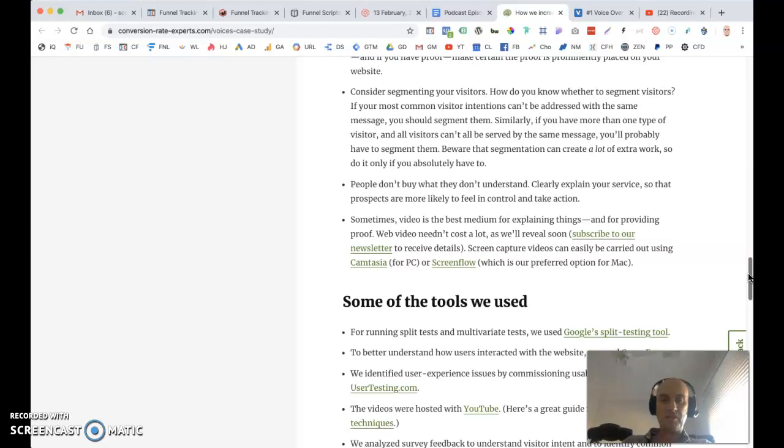Web video doesn't need to cost a lot. Screen capture videos can easily be carried out using Camtasia or ScreenFlow, or what I actually use is Screencast-O-Matic. The only problem with that though is that it runs out after 15 minutes, so I have to finish up quickly if I'm getting close to the 15-minute mark. So I've actually got 3 minutes to go here.